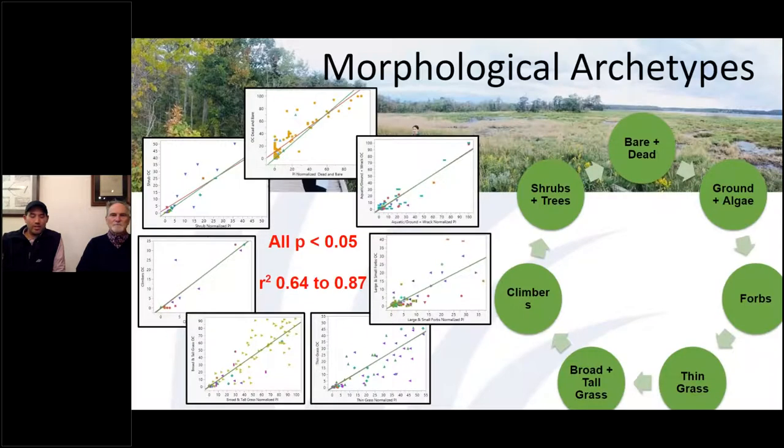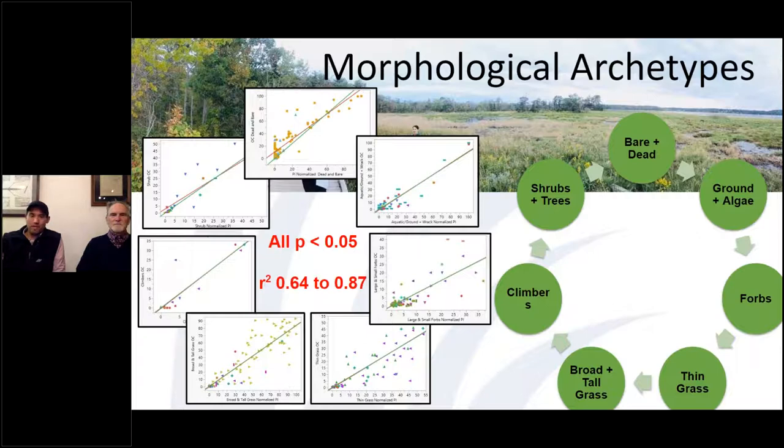So our cover categories are based purely off of morphology, not ecology. For instance, the shrub and tree category would hold a lot of saplings and marsh border shrubs like Iva or Baccharis or maybe red maple. And the thin grass category would have short, thin, lawn-like grasses like Distichlis spicata or Spartina patens. And we created these relationships, regressions, for all these categories and came up with significant and pretty tight results, ranging from 0.6 to 0.9 R squared. So we were quite happy with the way to reduce variance by splitting up into these groups.